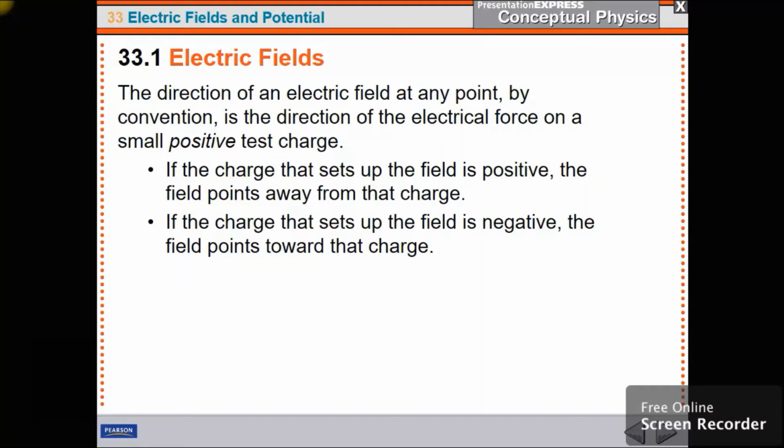So this is the way we set it up. The direction of an electric field at any point, by convention, what we all decide, is the direction of the electrical force on a small positive test charge.